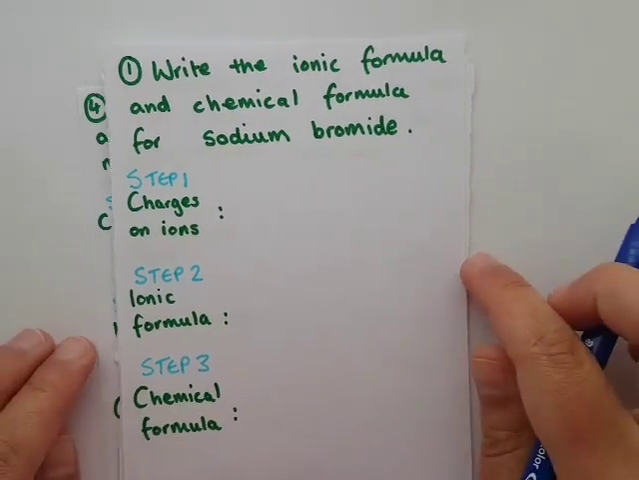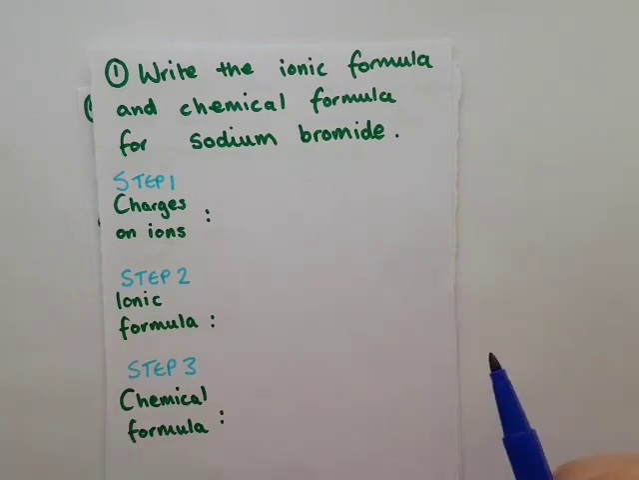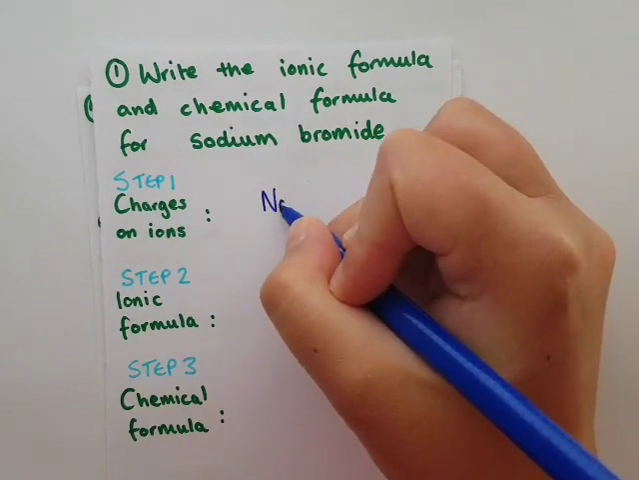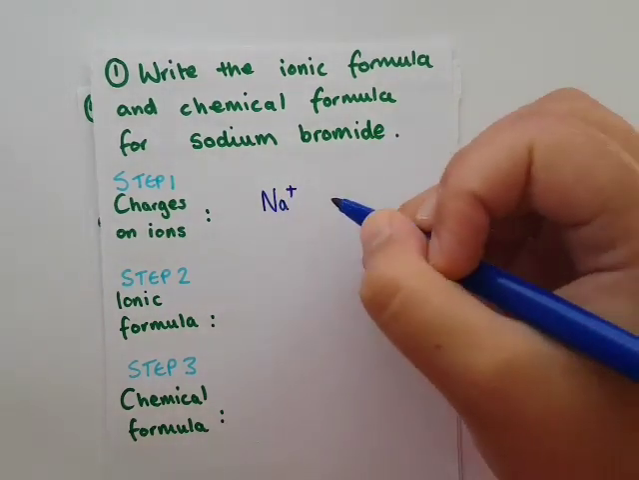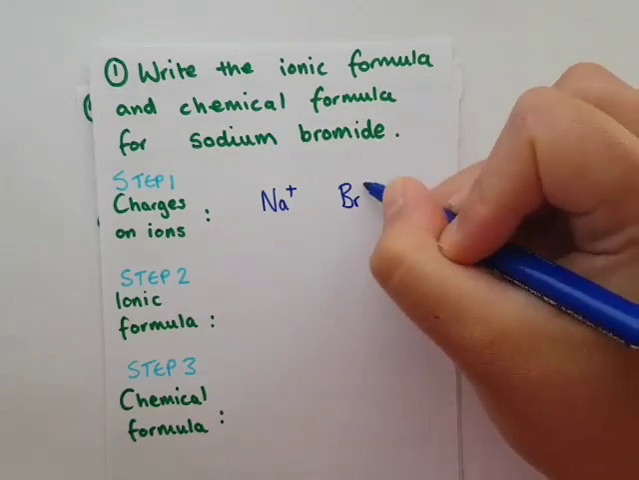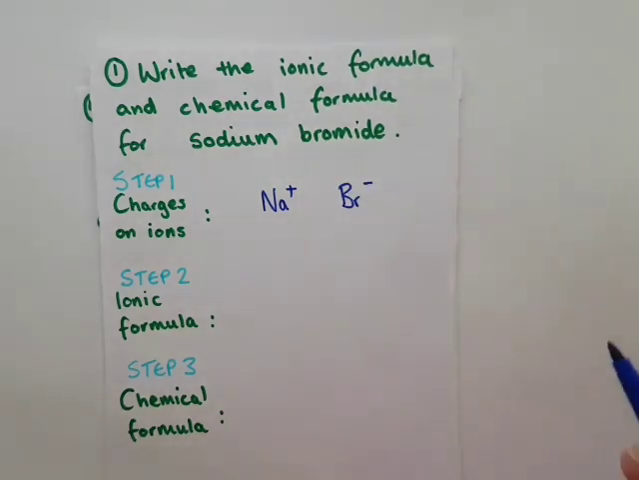So sodium bromide, the charges on the ions I expect you to be able to work out already using the periodic table. So sodium is 1 plus, it's in group 1. Bromine is in group 7. It's going to have a negative charge.